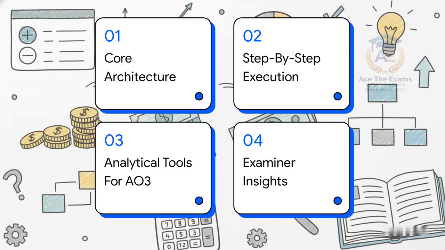Okay, so here's our agenda for today. We're covering 4 critical pillars. First, the core accounting architecture. Second, mastering step-by-step execution. Third, analytical tools for AO3. And finally, examiner insights and exam traps.